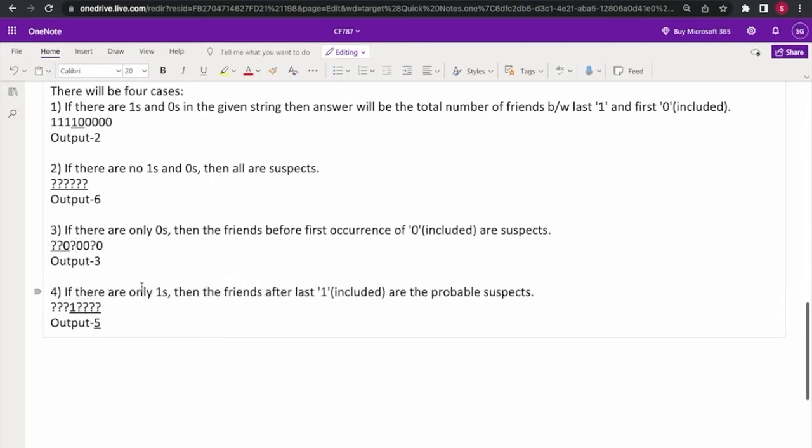And the last case is that we have only ones in our given string. In that case, we'll take a test case like this, so it will be more clear. We'll take the last one out of all the ones, and anyone after that, including that person, could be the suspect. So the answer in this case will be 4.